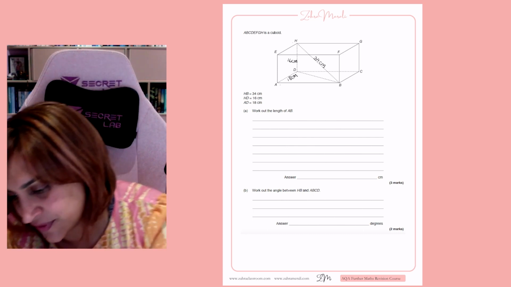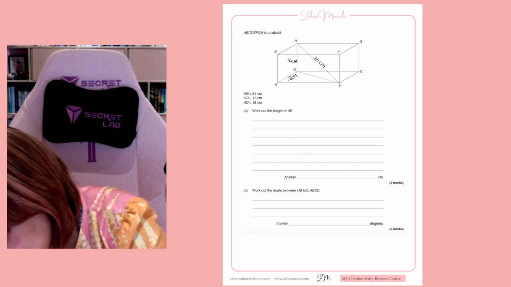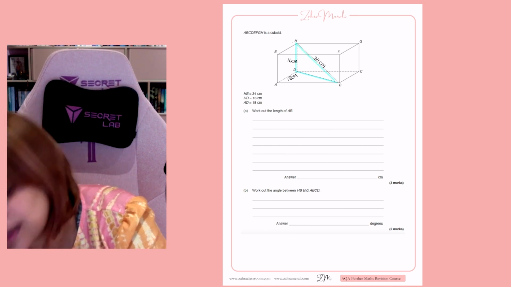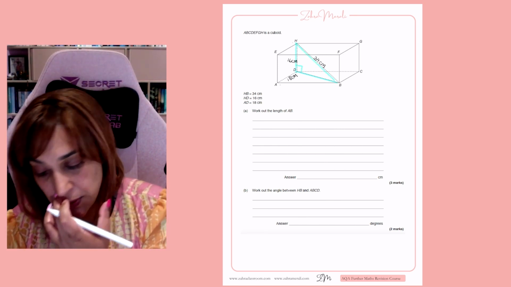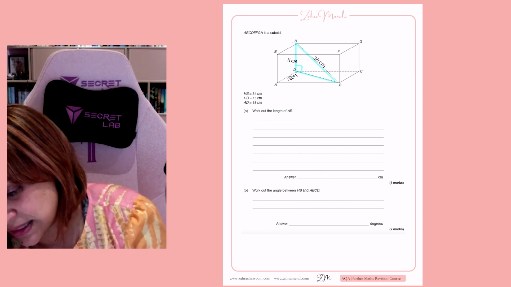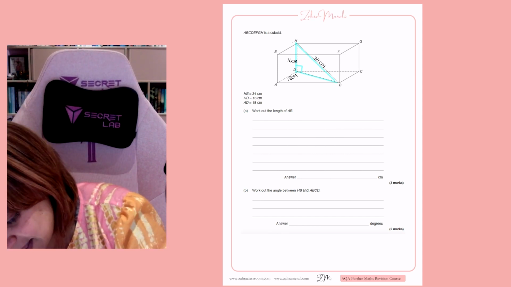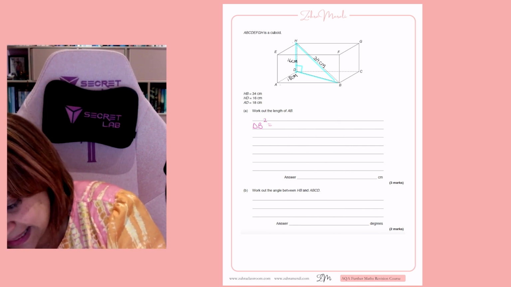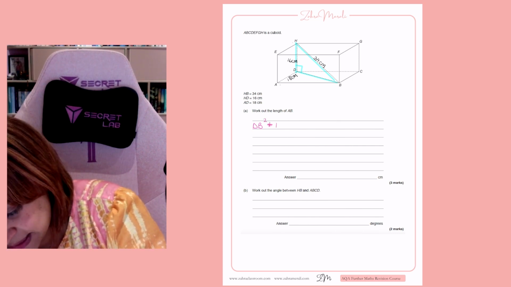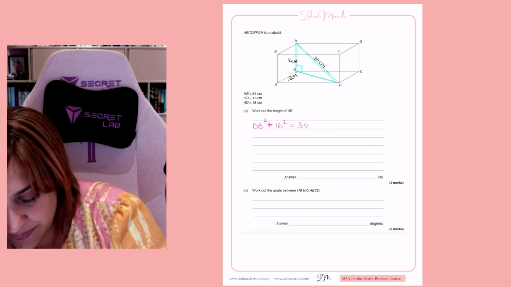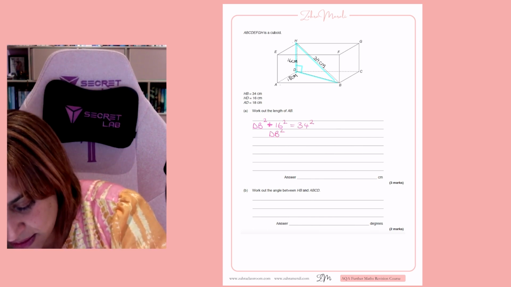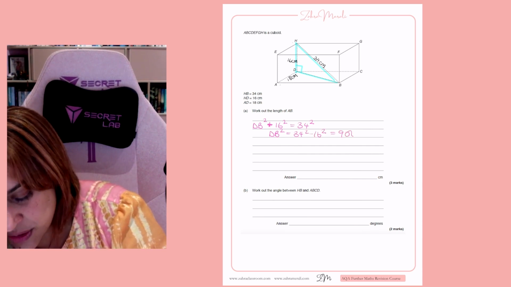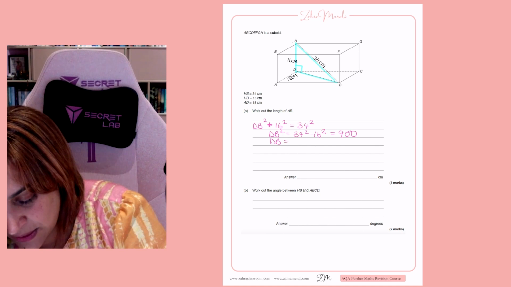Now what we can find easily, based on the information we have, is D to B, because we've got a triangle here. Remember, everything is right angles when we've got cuboids, so we can use Pythagoras to find DB to start with. DB squared plus 16 squared is going to equal 34 squared. So DB squared is 34 squared minus 16 squared, which comes out to be 900. So DB must be 30.